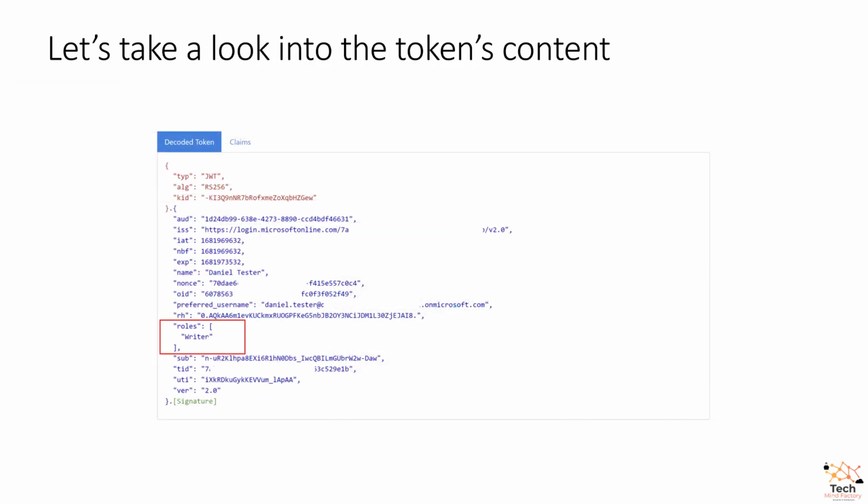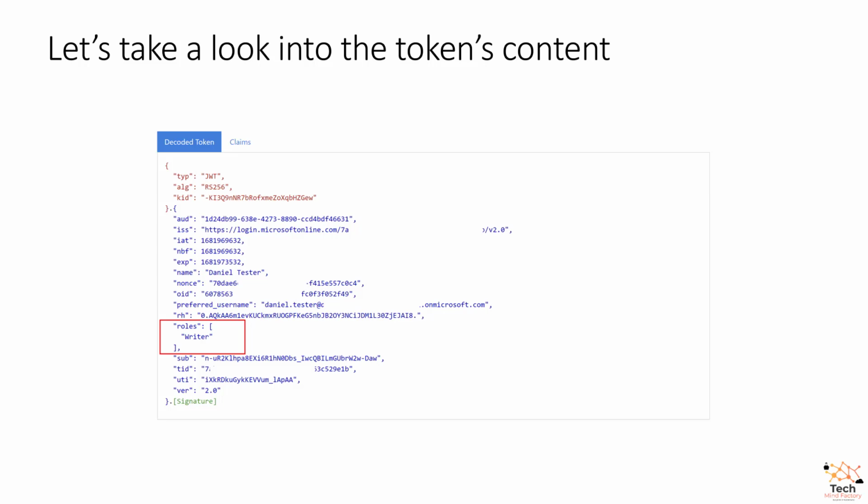So let's look into the token content to be more specific. As we can see, this is the decoded ID token that was returned from Azure Active Directory once the writer role was added for Daniel tester. Under one of the claims, called roles, we can see that there is a writer role. So right now with this information, we can build authorization on the application side. To put a simple example, we can say that this specific user will have access to this specific functionality of my application under the condition that in the token, under the roles, there is a writer role.